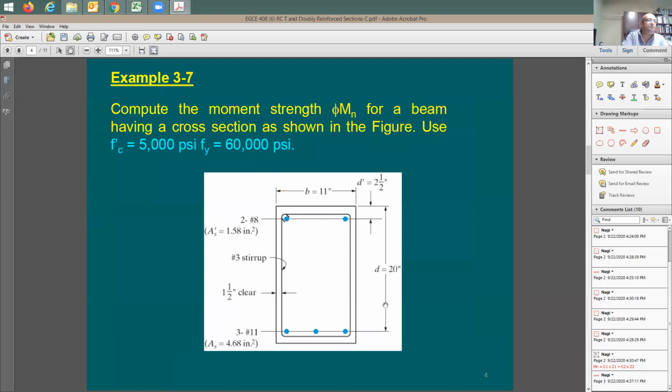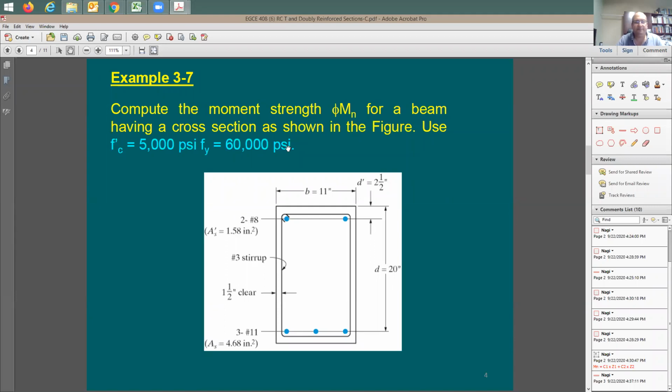All right. We have an example. It says complete the moment strength, Mn, for the beam having a cross section as shown in the figure. Use f'c equal to 5,000 psi, and the yield strength fy equal to 60,000 psi.